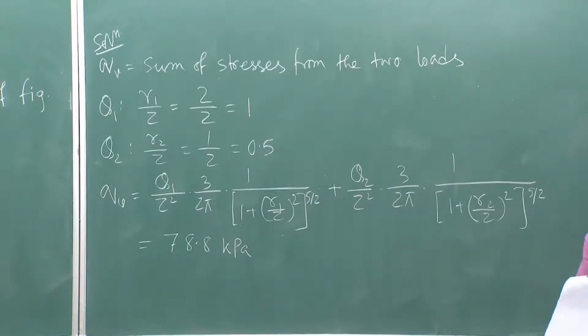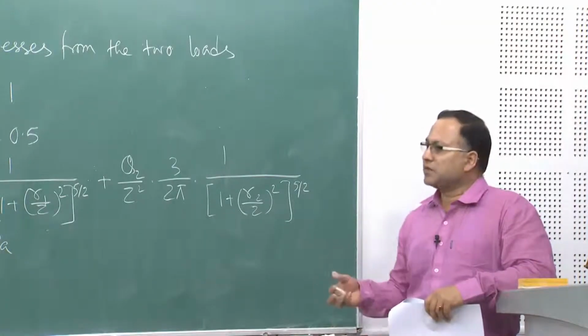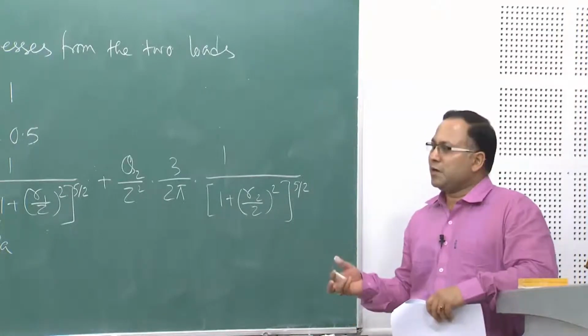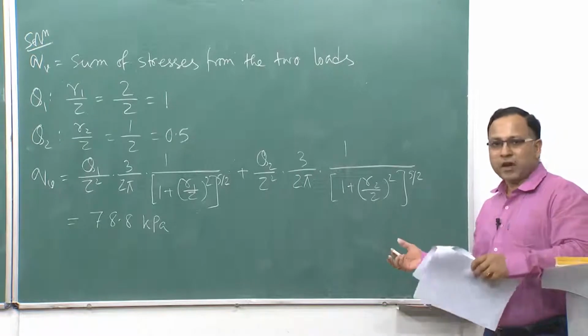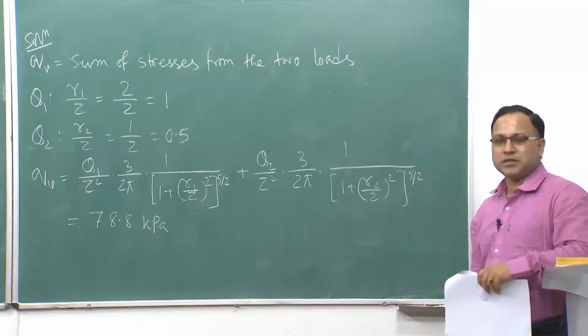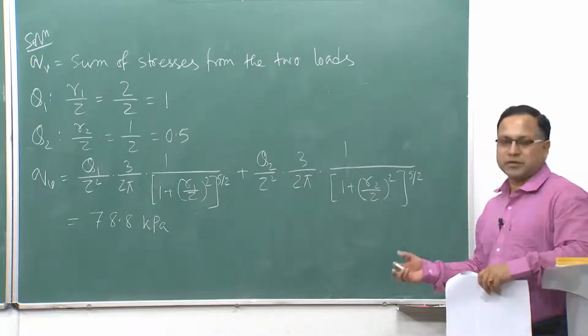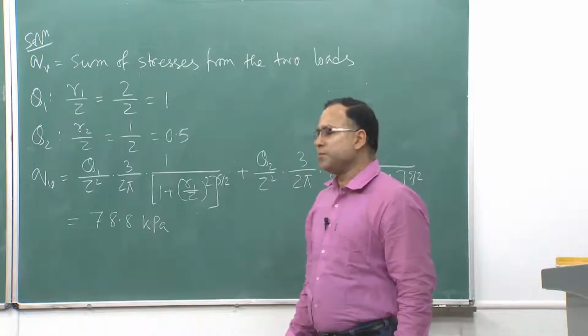Okay. I hope you have understood. So, if you have this kind of situation, that means when you have several concentrated loads, and you want to find out the vertical stress at a certain point, you have to take the contribution of each individual load at that point, and then add them together to get the total vertical stress increment, or the total stress developed at that point due to the application of the concentrated loads. Okay.